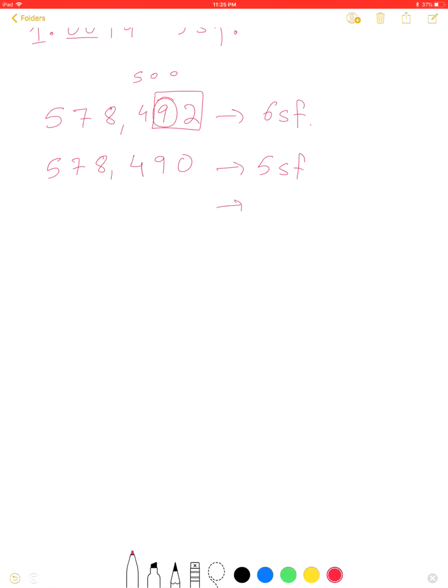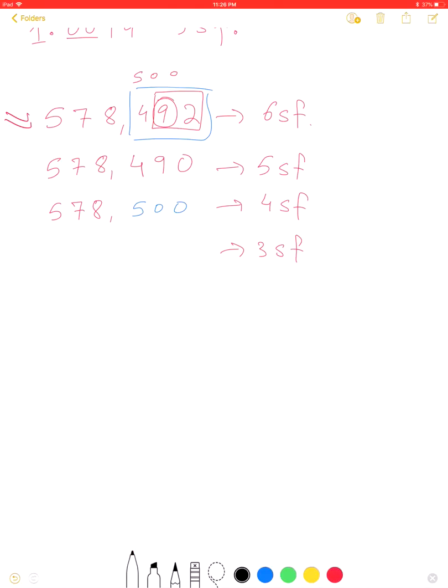Now let's say I want to round off the same number to 4 significant figures. Okay, so now 5, 7, 8 again will stay the same. As I said, now the debate is whether this number will stay 400 or whether it will become 500. Since we have a 492 here, which is definitely closer to 500 than it is to 400, therefore we will round it off to 578,500.